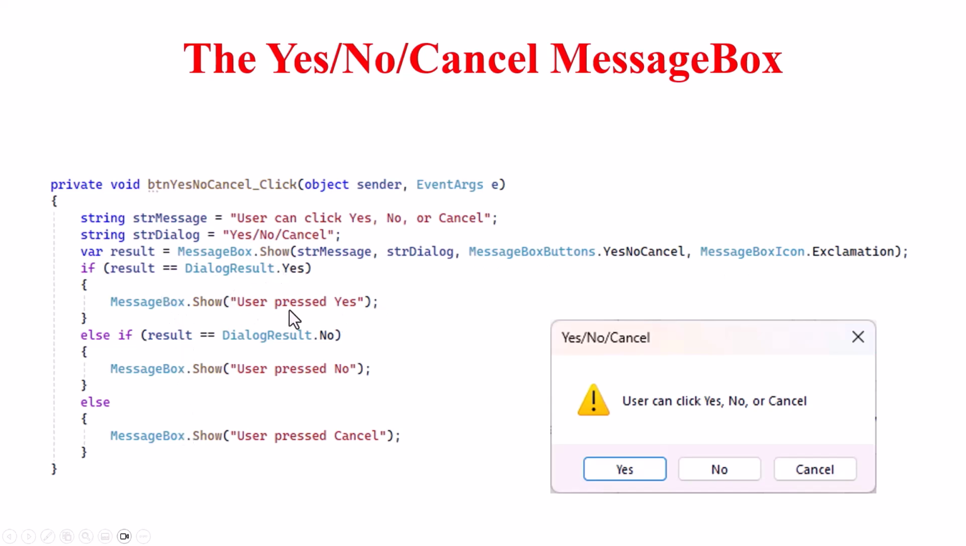If it's a yes, user pressed yes. If it's a no, user pressed no. If else, they pressed cancel. So that you can write code that's going to do these things in here, making it very, very versatile.